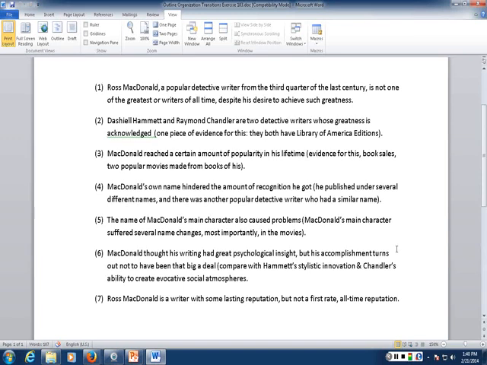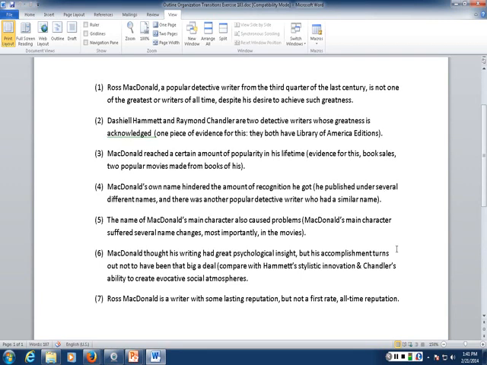And so let's just do a quick read of this out loud. Okay. So Ross Macdonald, a popular detective writer from the third quarter of the last century, is not one of the greatest writers of all time, despite his desire to achieve such greatness. Number 2, Dashiell Hammett and Raymond Chandler are 2 detective writers whose greatness is acknowledged. One piece of evidence for this: they both have Library of America editions.